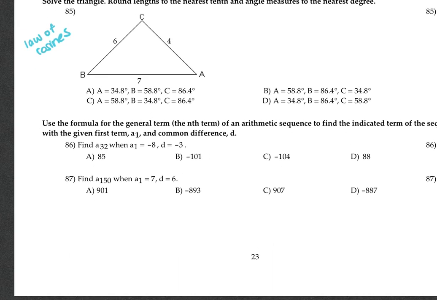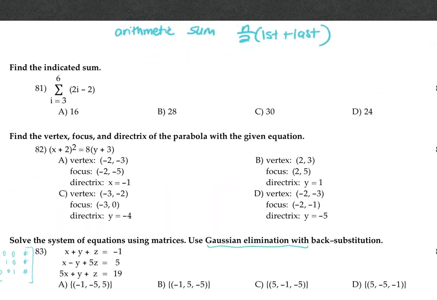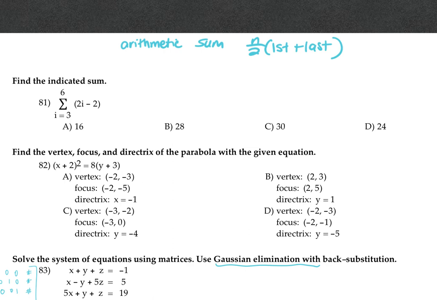86, this is 11.2, which is arithmetic. Okay, 81 is a sum. So this is actually an arithmetic sum because you're just adding, subtracting, and multiplying. So I know it's arithmetic, which means I can use either the first and last formula, or I could plug in 3, 4, 5, and 6, and then add them all together at the end.